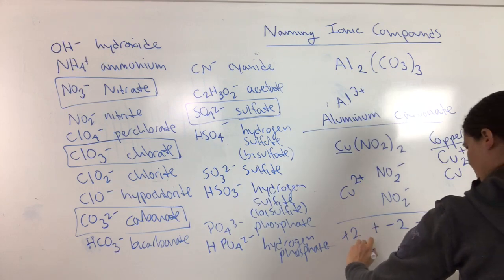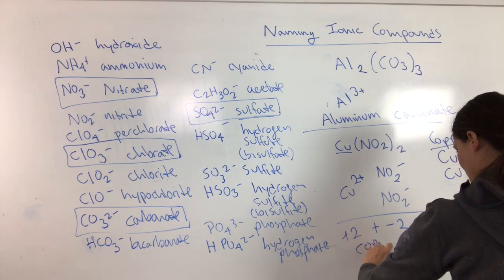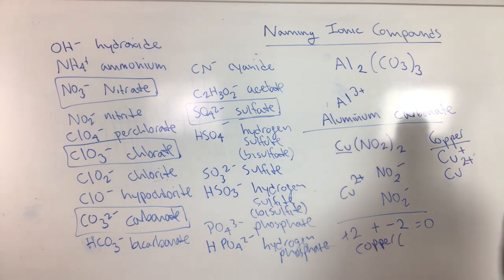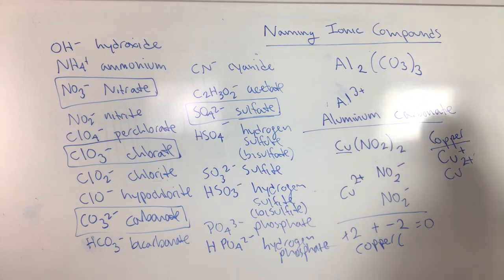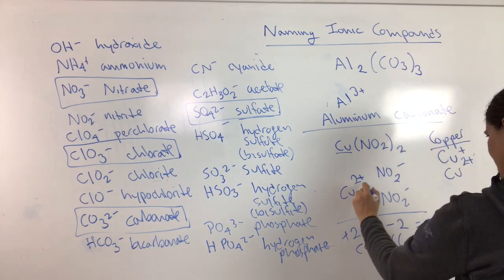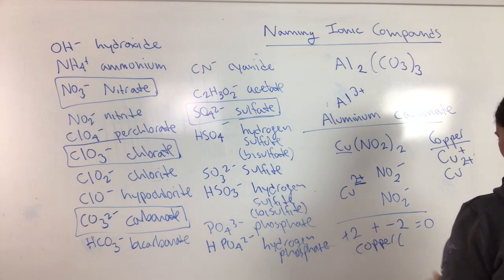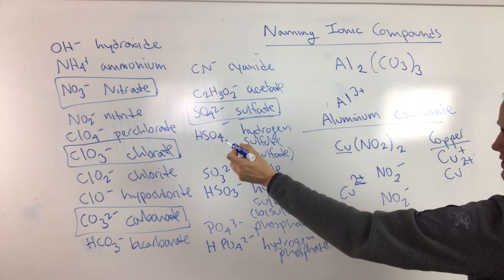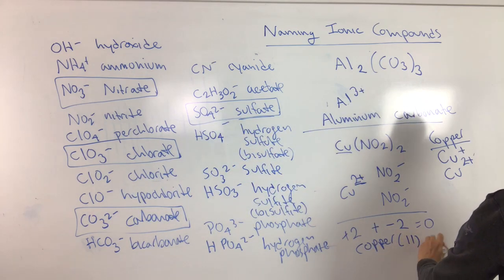So now we just write down the name. So we have copper, and since copper can form more than one ion, we need to put the charge as a Roman numeral. So we have copper 2, and then we just put the name of the polyatomic ion. So we have nitrite.